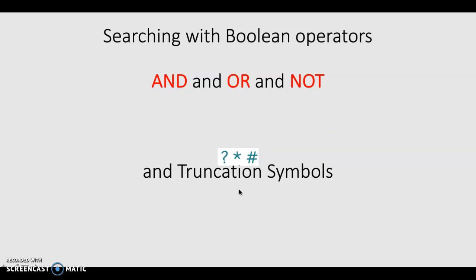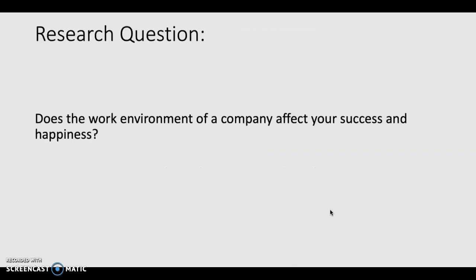And then we have truncation. Truncation symbol, these are the symbols. When you put one of these symbols behind the beginning of a word, it will give you all of the words that start with what you put in. So, for example, ECON with one of these symbols here will give you economist, econometrics, etc.